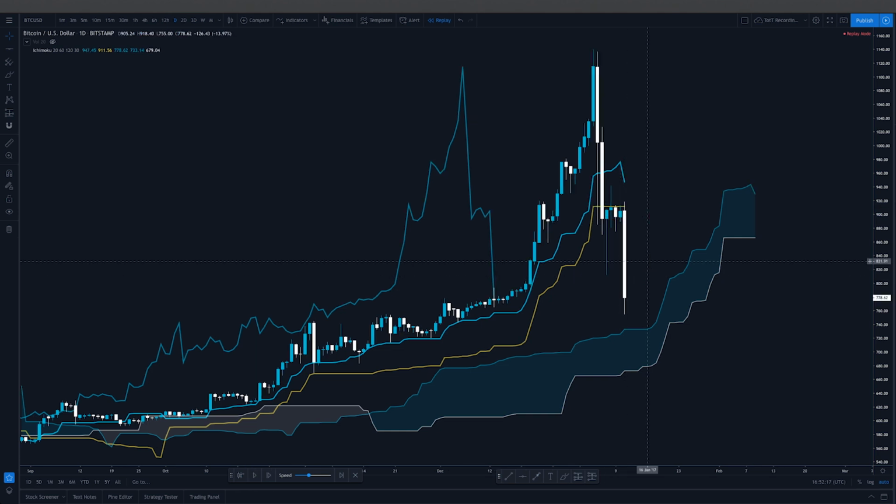Now, if we originally just followed our plan, we got out right here at 890, right? Price closed below the Kijun-sen. We said, hey, it was a great ride. We made a lot of profit riding that trend up. And this is essentially a trend following system. This is the power of Ichimoku.